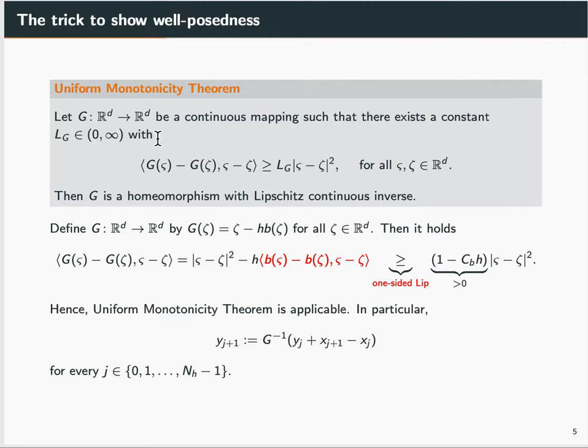Indeed, the uniform monotonicity theorem tells us that if we have a target function which satisfies this inequality, then the target function has a continuous inverse, which is Lipschitz. For our case, we define G to be the unknown terms. Then we can check the inequality holds because of the one-sided Lipschitz continuity. Therefore, the map is invertible, and y_{n+1} can be solved by inverting G.